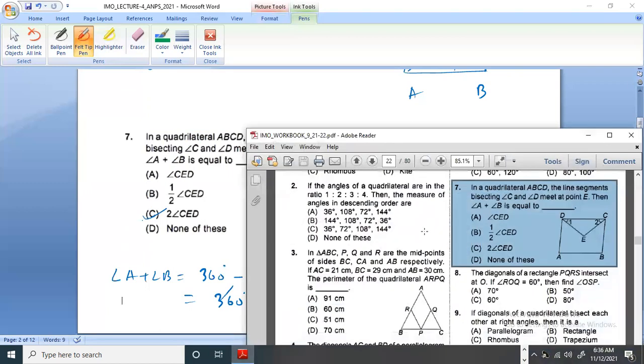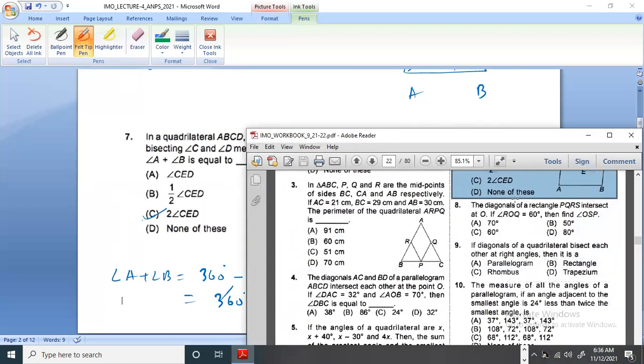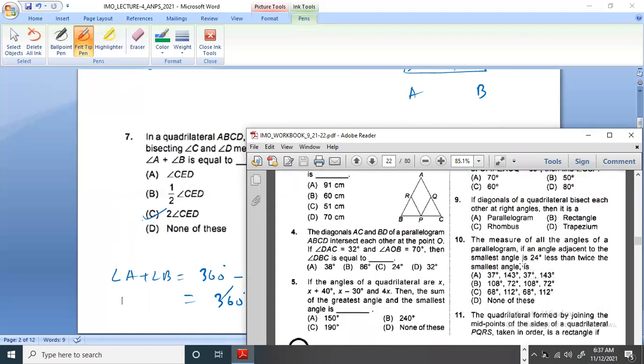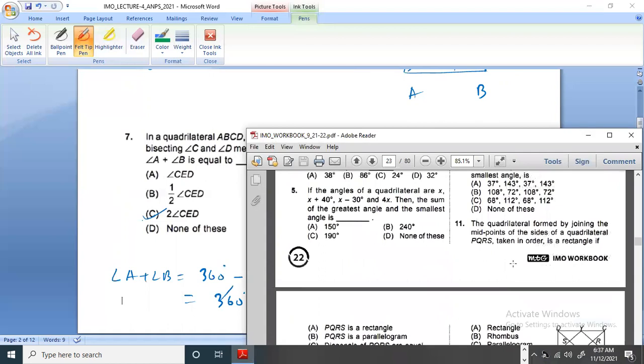Let's do our next one. Question number 8. More of same. Question number 9. Diagonals of a quadrilateral bisect each other at right angle. Then it's a rhombus. Okay. It's a rhombus. It's a statement. Also remember, more of same. Question number 11.